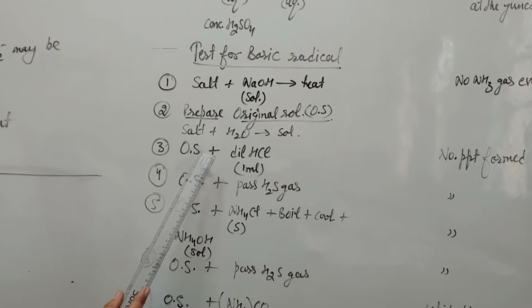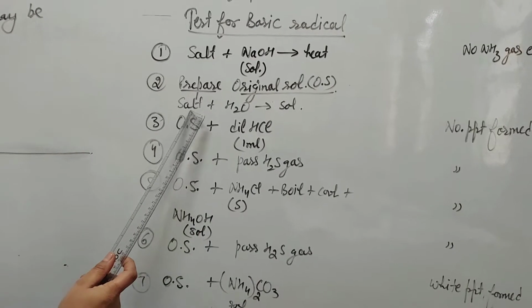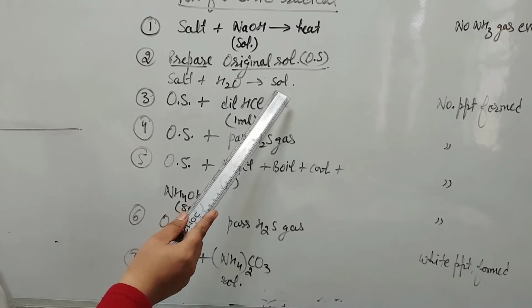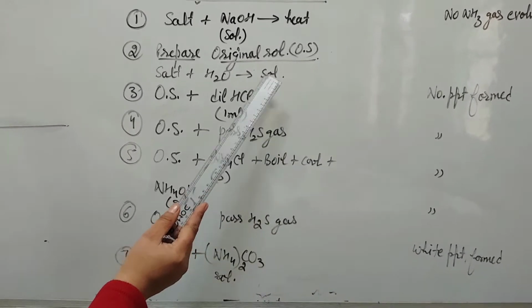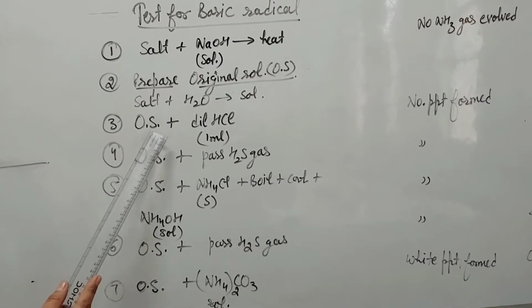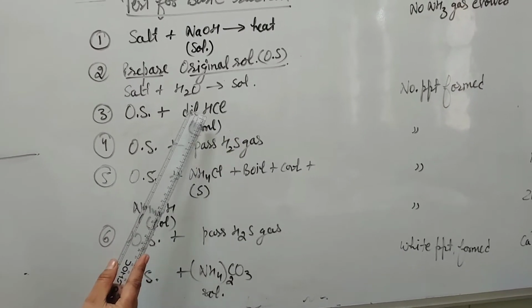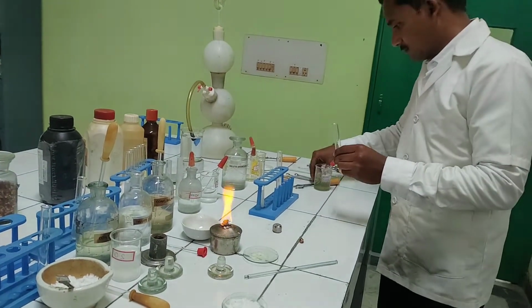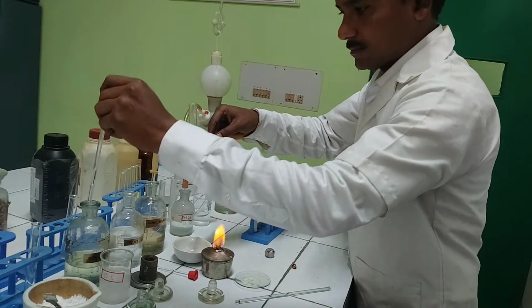The first group element is lead. For it, we will take the original solution. How will we make the original solution? We take the salt, add water in it, dissolve it with the help of a glass rod and then filter it. The solution is the original solution. Now in the original solution we will add dilute HCl. So the reagent for the first group is dilute HCl. We will add dilute HCl in it.